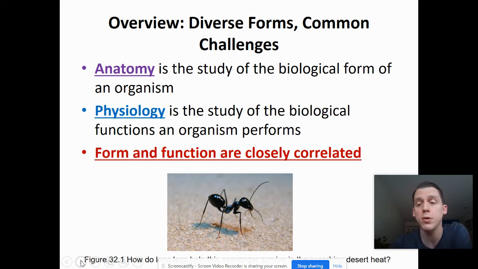Form and function are closely related, and this is a theme that we have really seen all year, is that the function of parts of cells is related to the way that those parts and cells and tissues are structured.